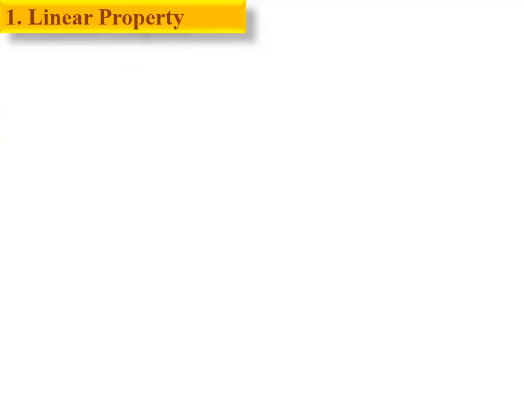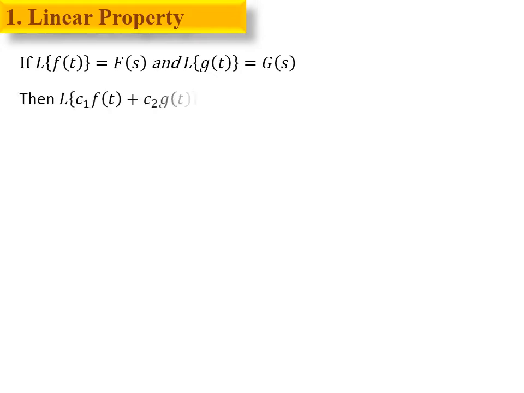Let's see the first property we have, the linear property. You have studied the linearity of functions many times. In the same way, suppose Laplace transform of f(t) is given as F(s) and Laplace of g(t) is given as G(s). Then Laplace transform of c1 f(t) plus c2 g(t) is equal to c1 F(s) plus c2 G(s). So how can we prove this?